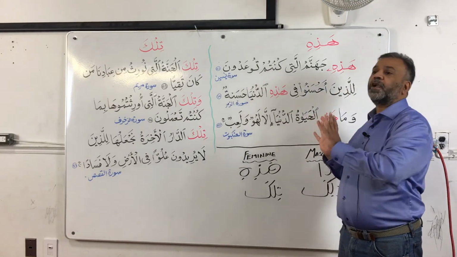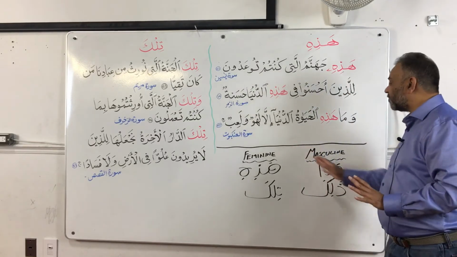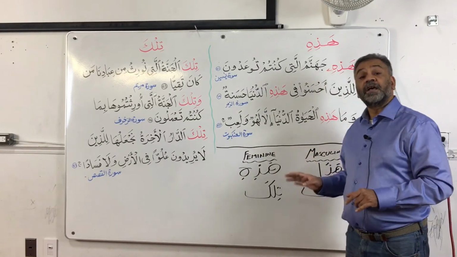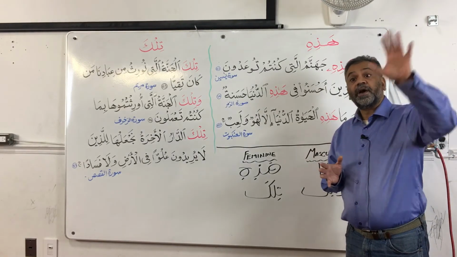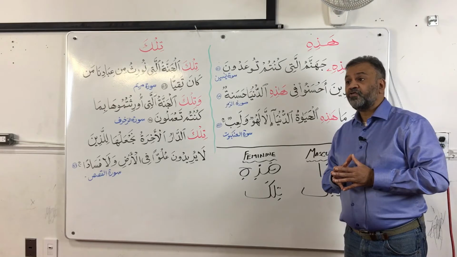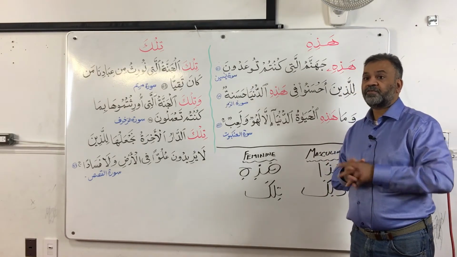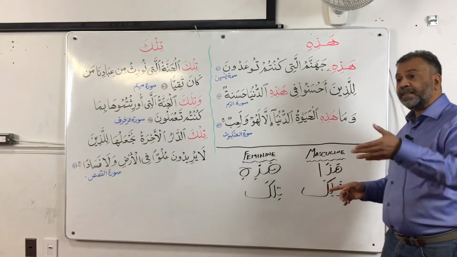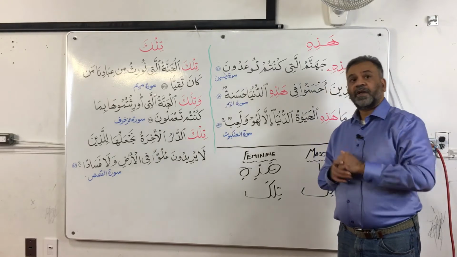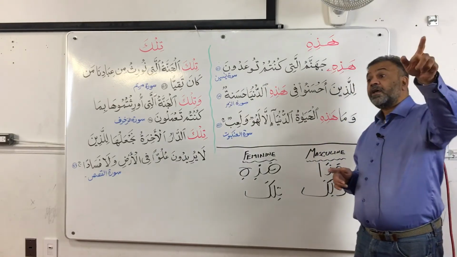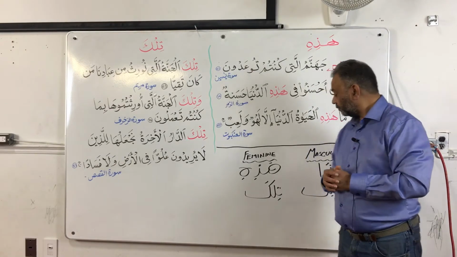That's all we are learning in lesson number 6. It's a very easy lesson. That's all we are learning. Haza, hazihi, zalika and tilka. What is zalika? Ismu ishara lil ba'id, the demonstrative noun for things that are far from us. Zalika, that. Haza means this, zalika means that. So when I say zalika babun, that is a door, it's quite far from me.